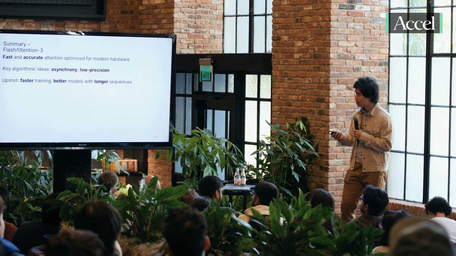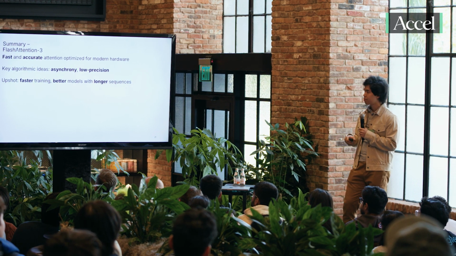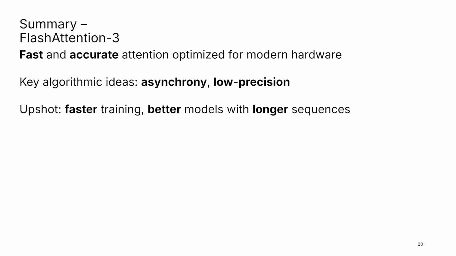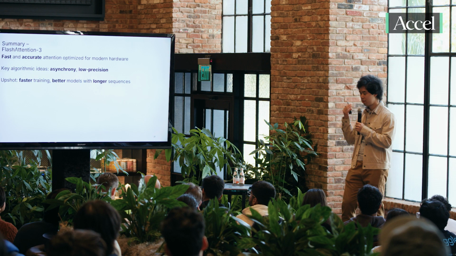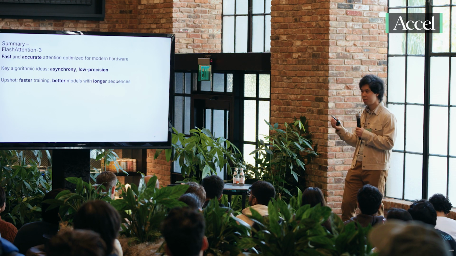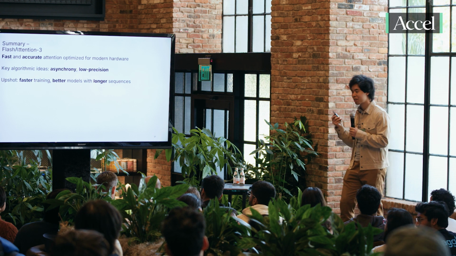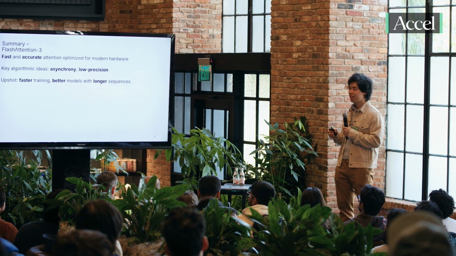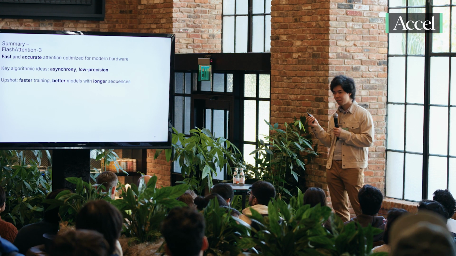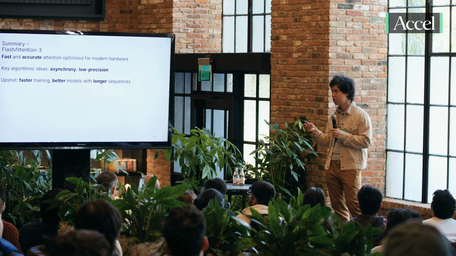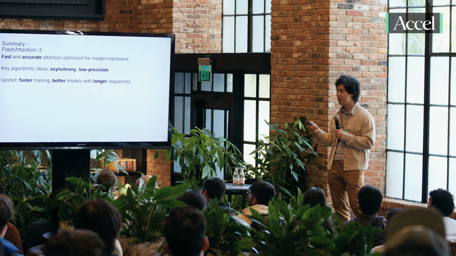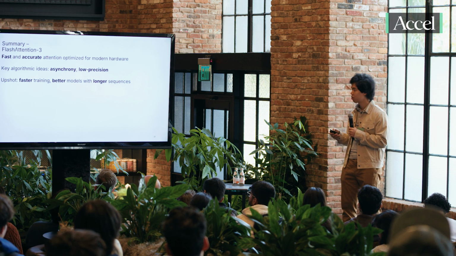So with that, I'd like to summarize. FlashAttention 3 is a fast and accurate attention, optimized for modern hardware like Hopper. And we'll continue working on other hardware, AMD GPU, TPU. Blackwell is coming. I'm really excited for that. And two key ideas: one is asynchrony, and one is low precision. And the upshot is you can get faster training, better models with longer sequences.